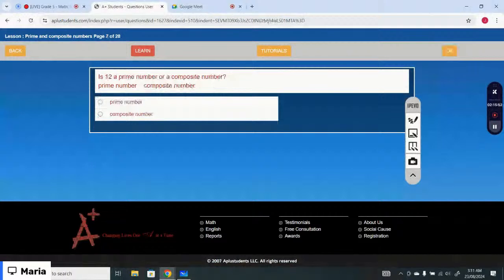Is 12 a prime number or a composite number? So which is the correct option? The correct option is no, 12 is a composite number, right? Because 12 has more than two factors. Option number 2 is the correct option. Okay, you can complete the lesson by yourself later today. Let me just move on to the next lesson.